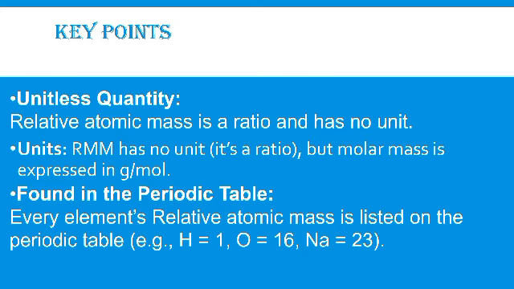Key points to note. Relative atomic mass is a ratio and has no unit. Relative molecular mass also has no unit, but molar mass is expressed in grams per mole. Every element's relative atomic mass is listed on the periodic table. For example, hydrogen has an atomic mass of 1, oxygen has an atomic mass of 16, sodium has an atomic mass of 23, and so on and so forth.